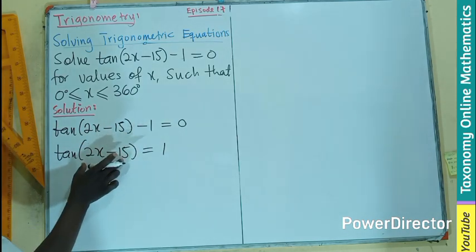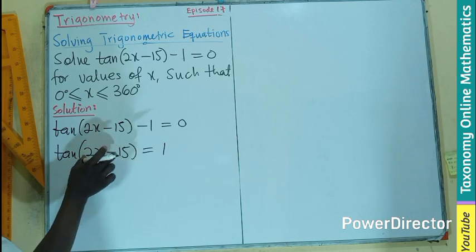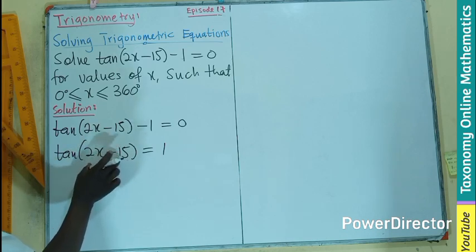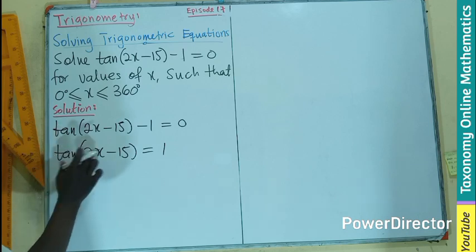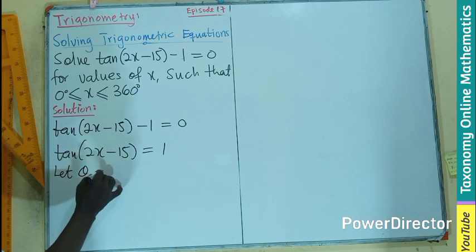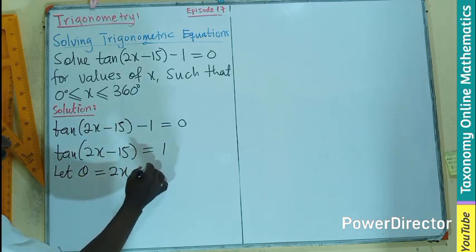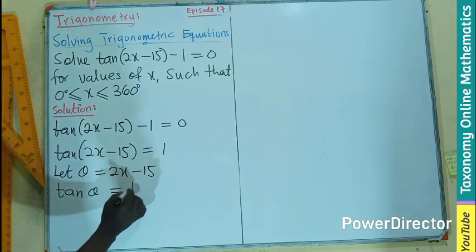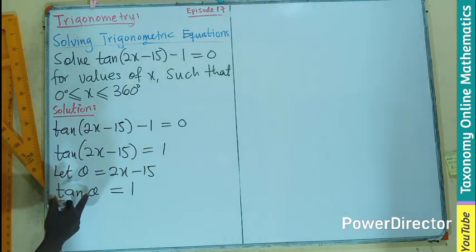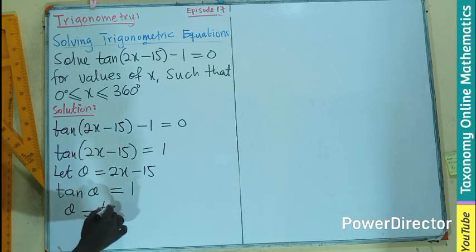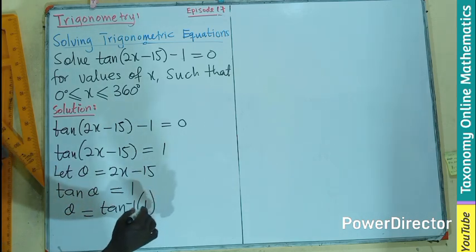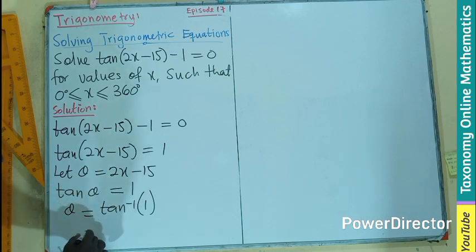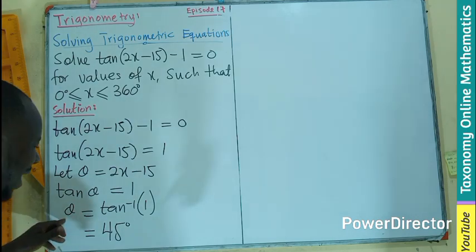We know this is representing an angle theta. So if I'm looking for theta, I find the tan inverse of both sides. Meaning, let theta equal 2x - 15. This will become tan theta equals 1. We need to find theta. So theta will be equal to the tan inverse of 1, and I believe you know tan inverse of 1 is going to be 45 degrees.